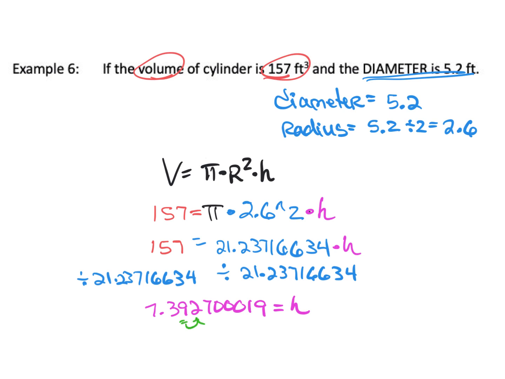So we want the 9. We're going to look at this. The 2 is 2, 5 or above? No. So we're going to leave it the way it is. We're going to do 7.39, and that is going to be our height. Okay.